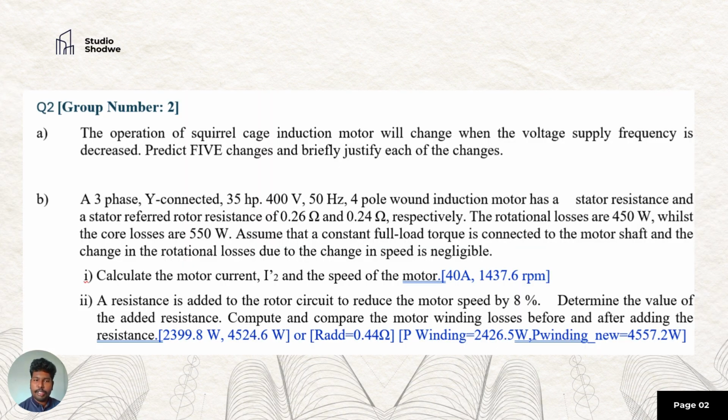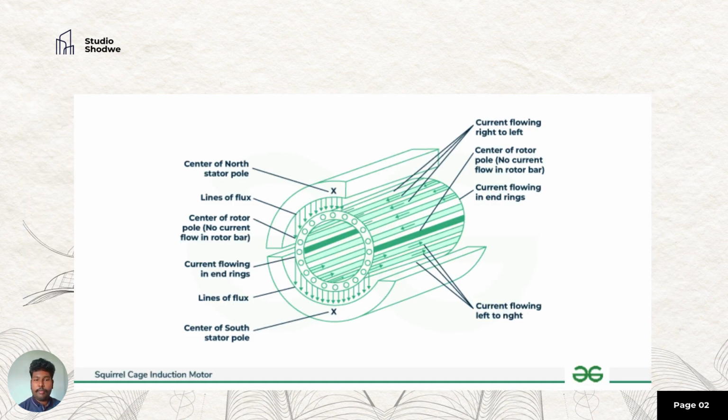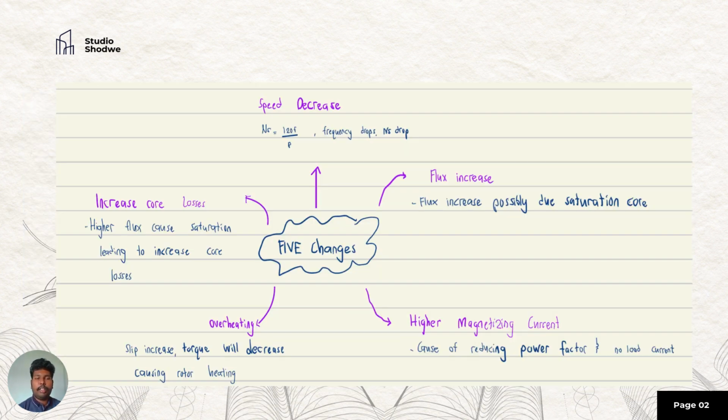So, the first question, for question 2: the operation of a squirrel cage induction motor will change when the voltage supply frequency is decreased. Predict 5 changes and briefly justify each of the changes. So, this is the schematic for the squirrel cage induction motor. And so, what are the 5 changes?